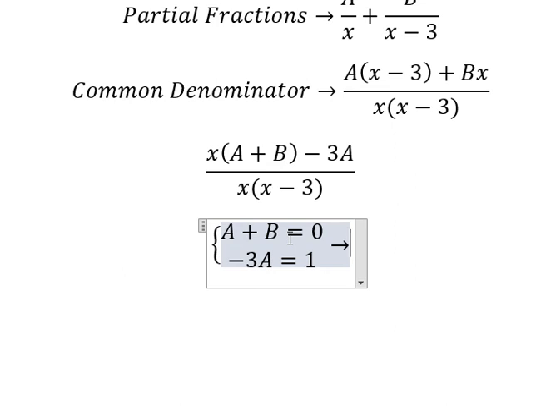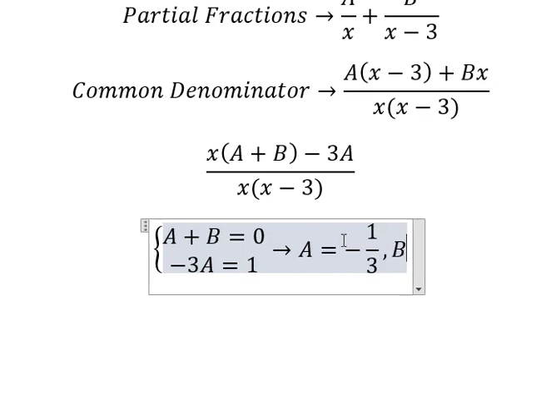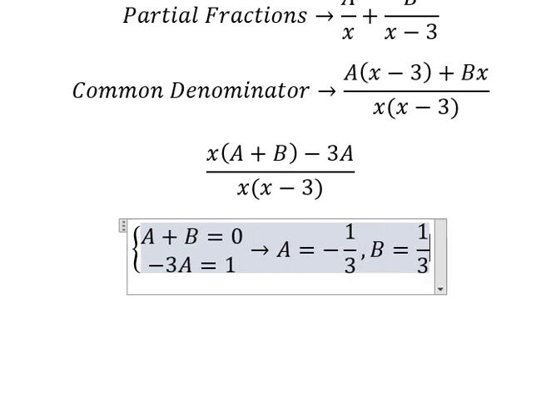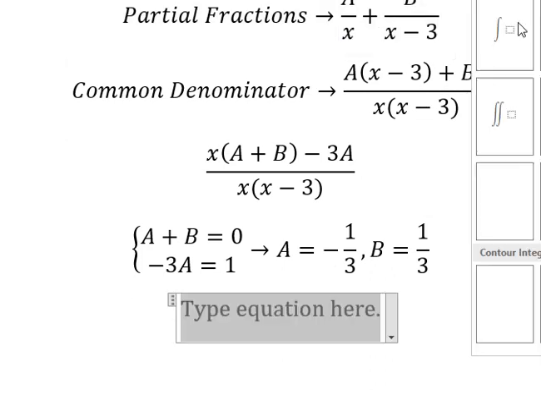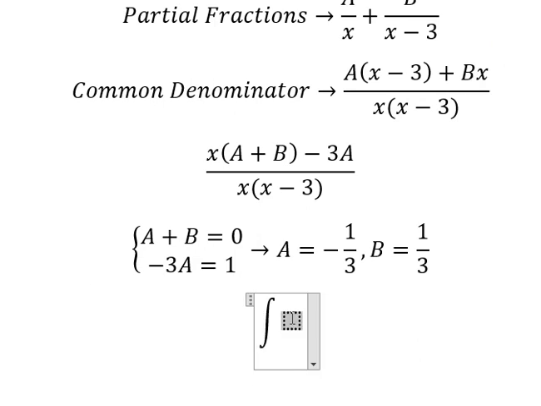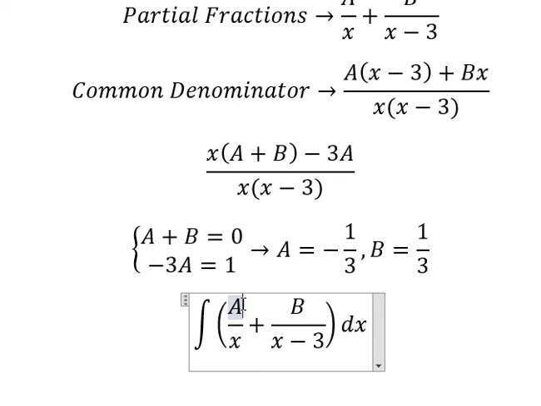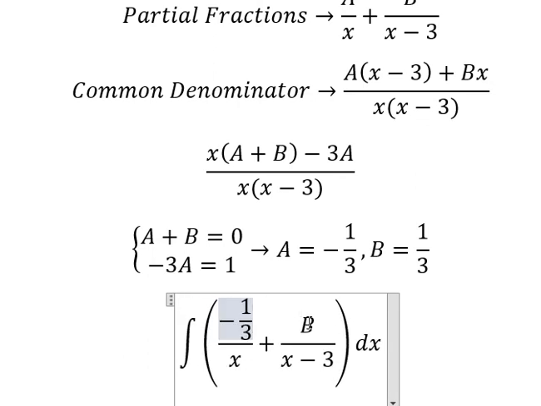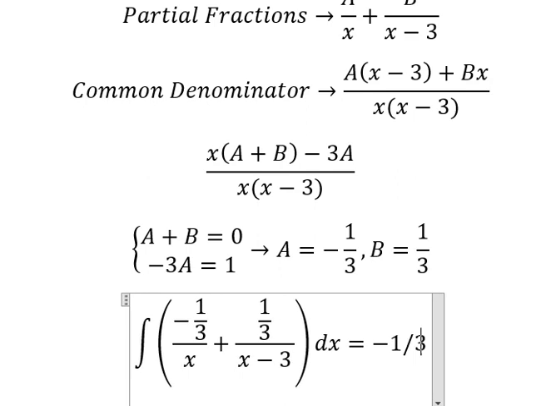And now we can find the solutions of a and b. So a equals to negative 1 over 3, b equals to 1 over 3. And now I will put a and b back in here. And now we have the final answer.